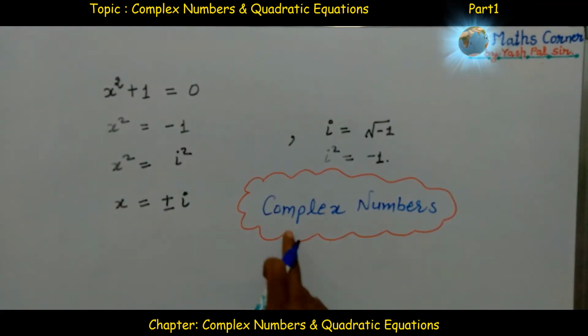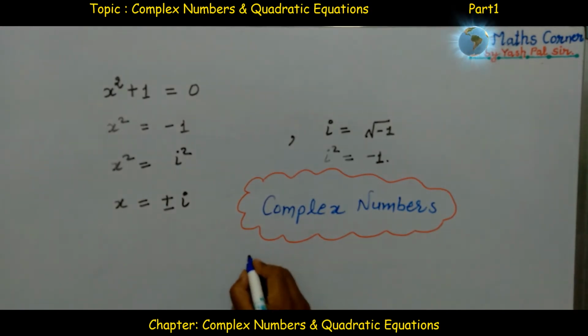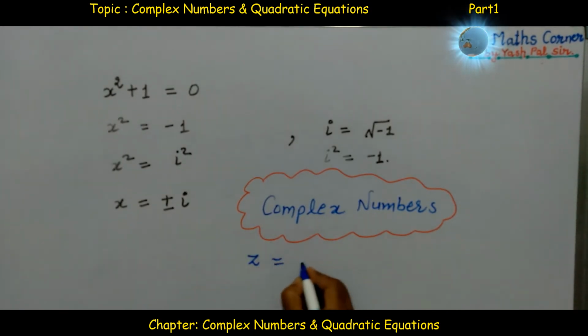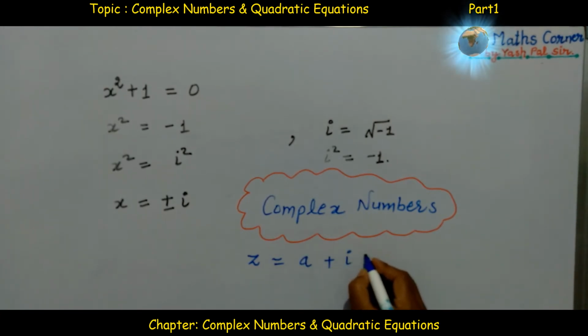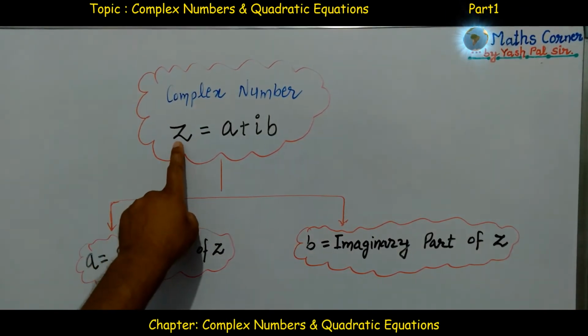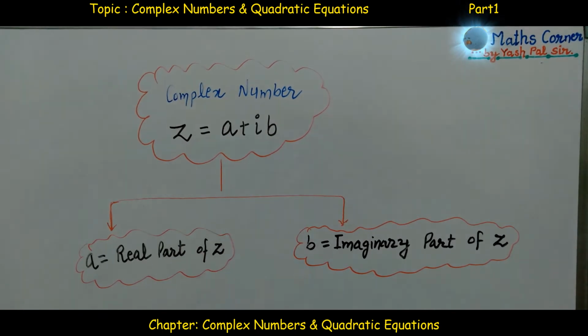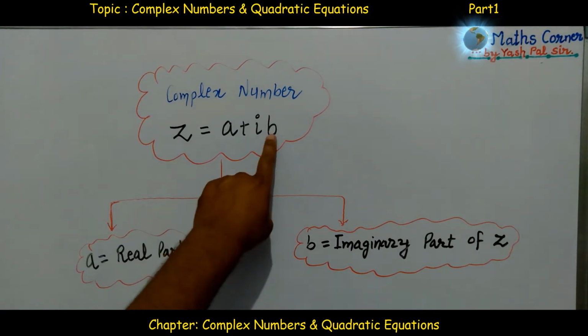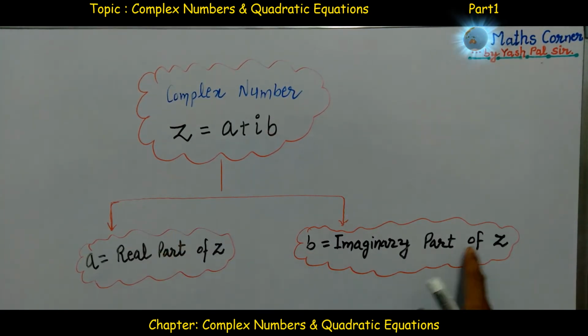Now what is a complex number? A complex number we simply denote as z is equal to a plus ib, a plus iota b. Here a as well as b are real numbers. A complex number is written in the form z is equal to a plus iota b. Here a is called the real part of z, and b is the imaginary part of z. z is the name of the complex number.